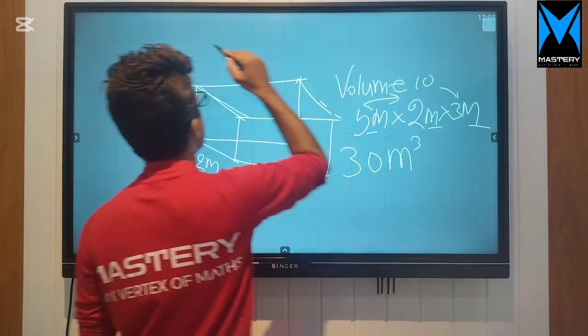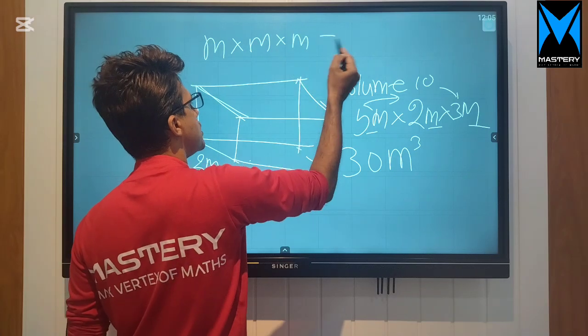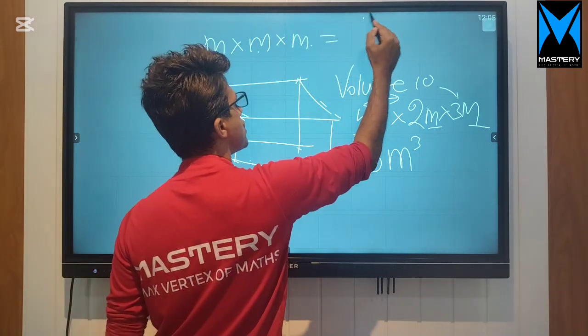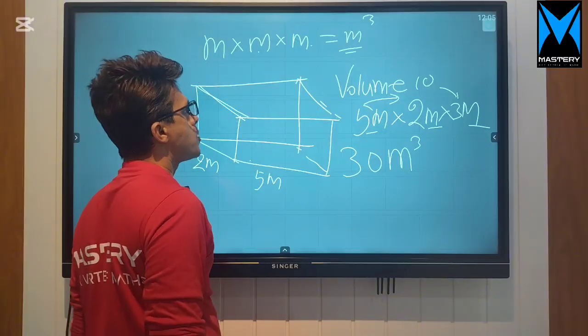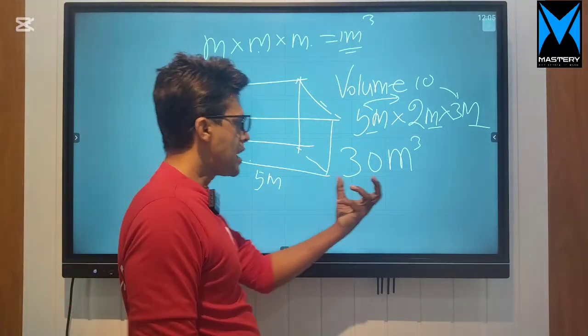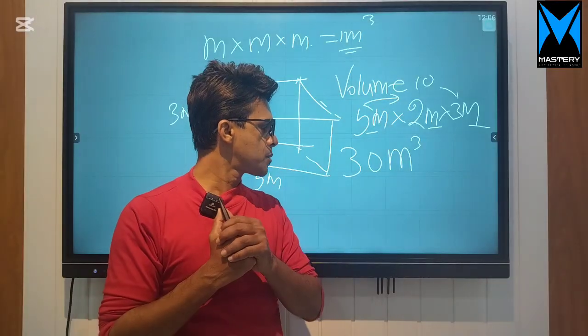So meter into meter into meter, which gives the power 3, so 1 cubic meter here. Anyway, the volume of this cuboid is 30 cubic meters.